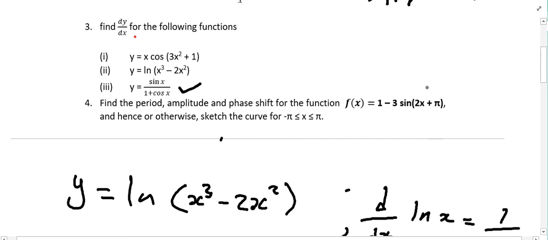So let's look at the last question, which is using trigonometric graphs. We are going to graph this curve which is under trigonometry.